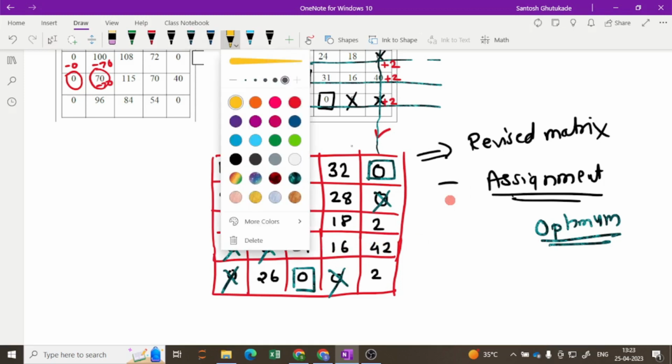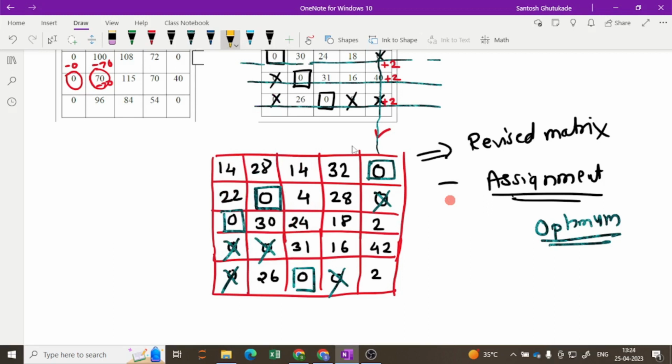So, mark the row. What is the procedure? Mark the row where there is no assignment. In the fourth row there is no assignment, so I will mark that row. Now in the marked row we have to check for the 0. In this marked row, checking for the 0, here it is 0 and here it is 0. So at two locations there is 0, so we will mark those columns.